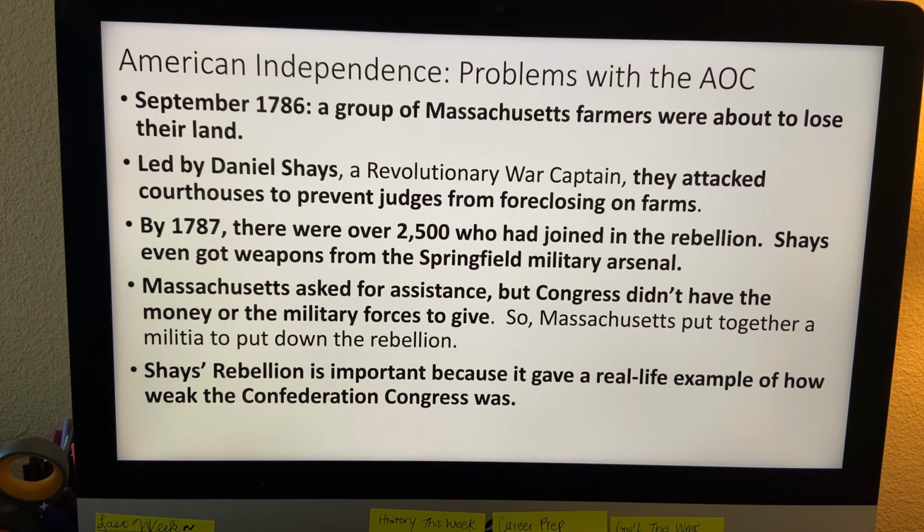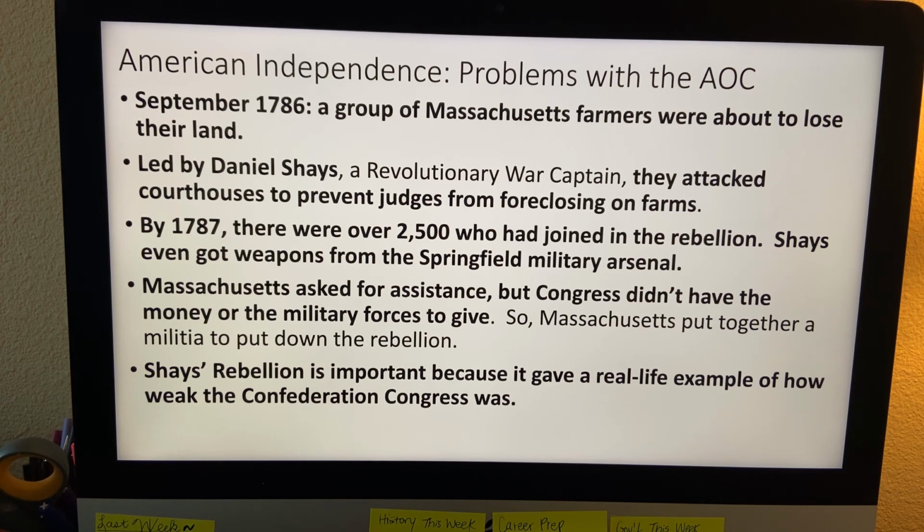And there were over 2,500 men who had joined in the rebellion. Shays even got weapons from a military arsenal. Okay. And Massachusetts asked for assistance. But quite frankly, Congress doesn't have the money, nor do they have the military forces to give them. So Massachusetts is kind of on their own. And so they have to pull together a militia to put down the rebellion. Ultimately, they do.